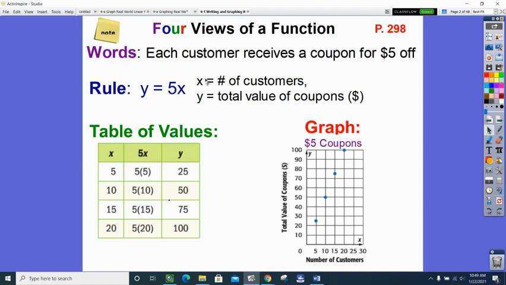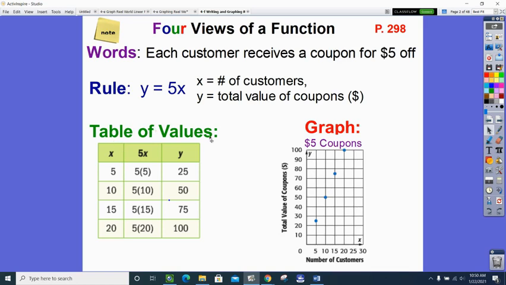When we write a rule, we define our variables. There's two of them now. What's what here? So we let everybody know that X is going to represent the number of customers. So when we put a number in for X, it's how many customers I handed a coupon to. And then Y is going to be that total value of the coupons. And notice, because it's money, I'm putting the dollar sign there, so everybody in the world knows what currency I'm using.